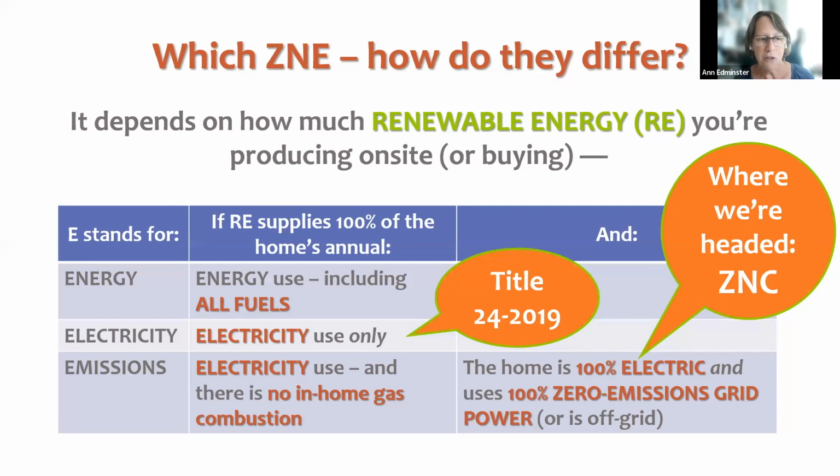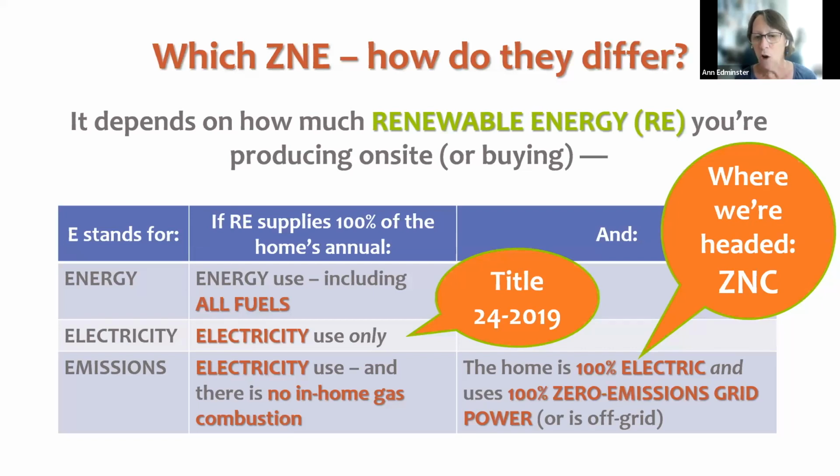Now we move on to the third definition, net zero emissions. In this case, what we're looking to do is provide enough renewable energy to offset all the electricity use. And in that case, it would be an all electric home. So it's a home without any natural gas or propane. In addition, that home would be using 100% zero emissions grid power in order to get fully zero net emissions or zero net carbon.